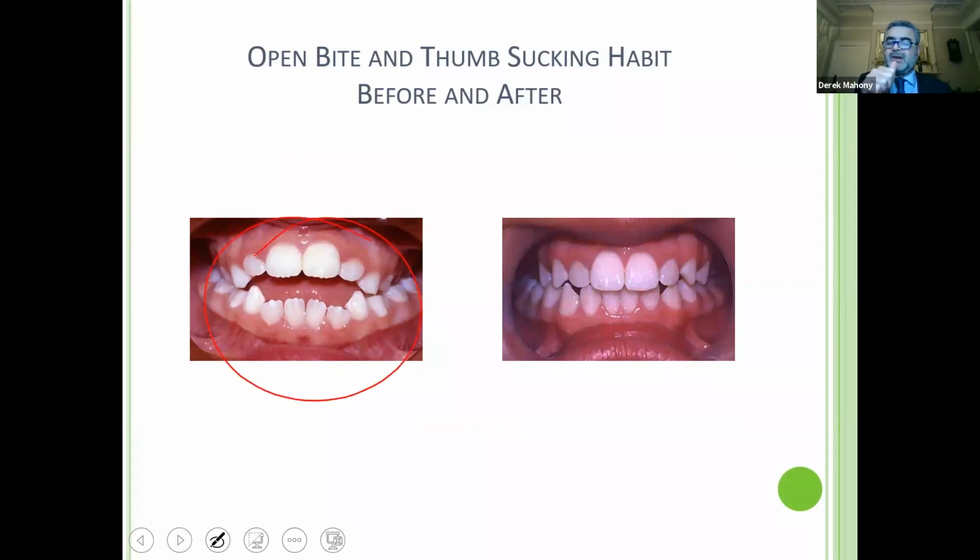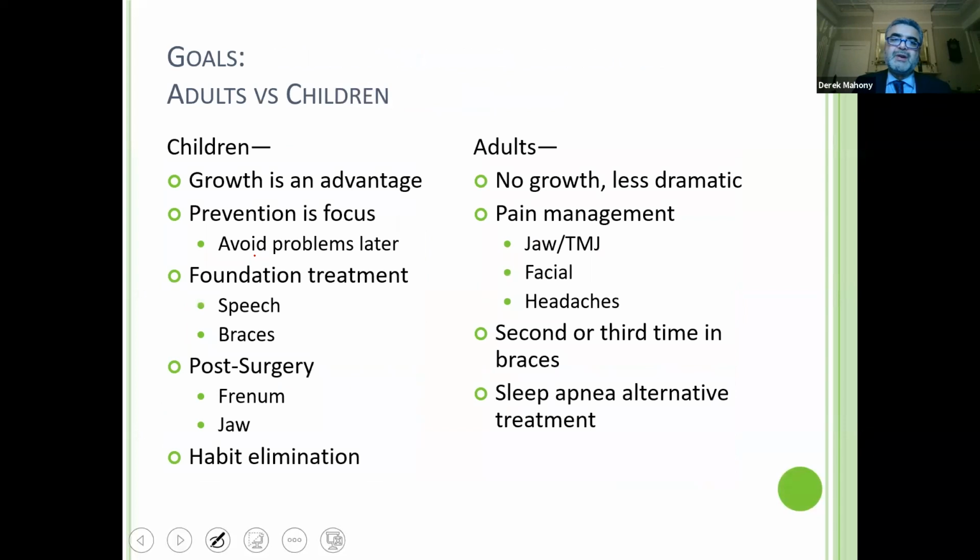This is a thumb sucker. You might break the thumb sucking habit, but the residual problem is the gap between the teeth, the open bite, the tongue's going to get in there. So we also need to retrain that.